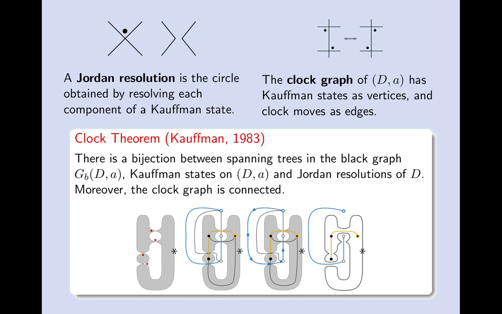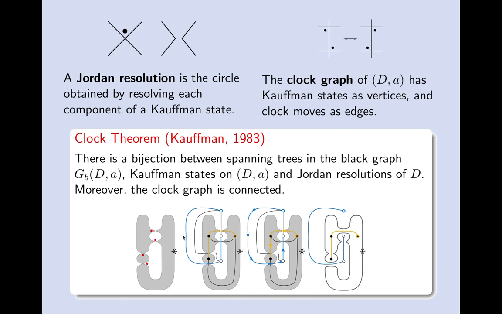There is a bijection between spanning trees in the black graph, and I'll say in a minute just what I mean, on the black graph of a given marked projection, and Kauffman states on the same marked projection, and Jordan resolutions of this diagram. So what is a tree? A tree is just a subgraph, in this case of the black graph, which is contractible, has no cycles. Spanning just means that all the vertices inside the black graph are part of at least one of the edges in the tree. So let's see here with a concrete example what we mean by this.